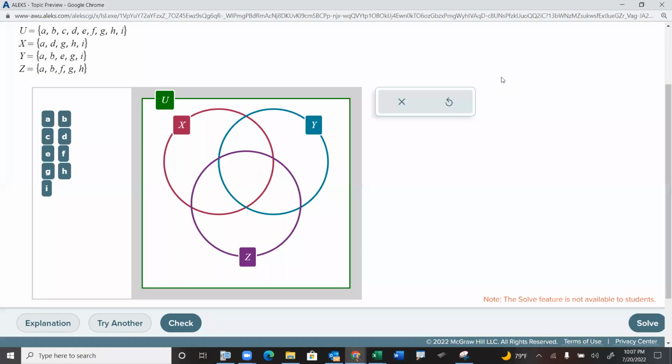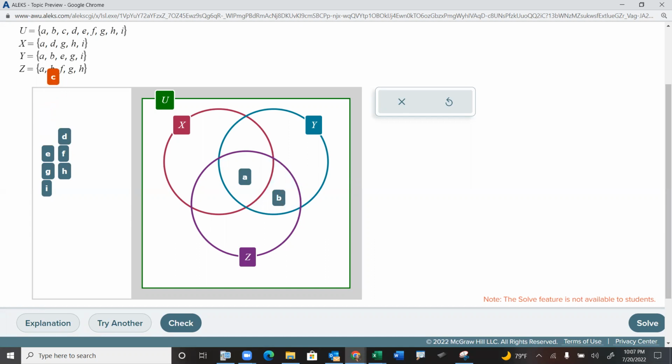So now let's see how to put together a Venn diagram with three sets. So, well, let's see what we got here. A is in X, Y, and Z. So that'll be right here where X, Y, and Z all overlap. B is in Z and Y, but not X. So Z and Y, but not X. So if it was X also to be here, but it's not X, so it's going to be here.